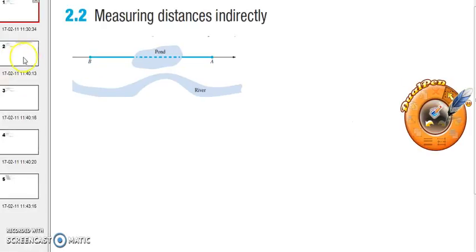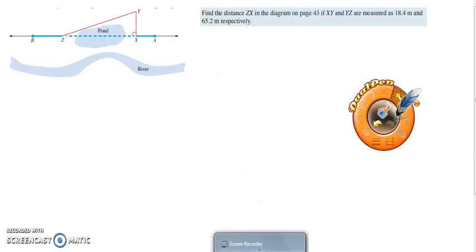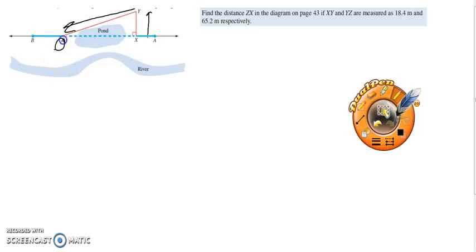So the first technique we're going to look at is we can actually create a triangle around the pond. So what they've done here is they've measured up from X to Y far enough that they can then draw a diagonal line down so that Z is in line with X. And what happens then is you then create a nice right angle triangle. Now, with a right angle triangle, we can then use things like Pythagoras' theorem. So in this case, they're looking for ZX, sorry. So XY, they measure to be 18.4 meters.